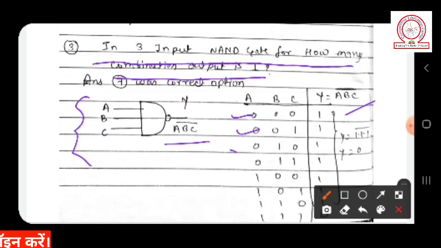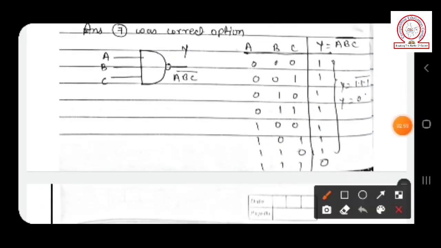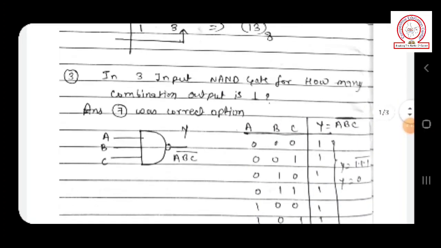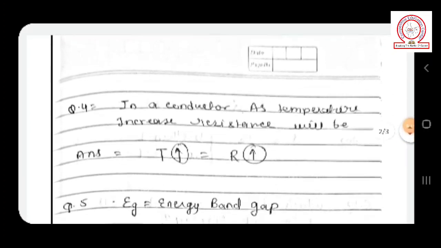Similarly this goes on, and for the last one, 1 1 1, the answer will be 0. So the question was for how many combinations the output is 0. So this is the correct answer, the seventh value.